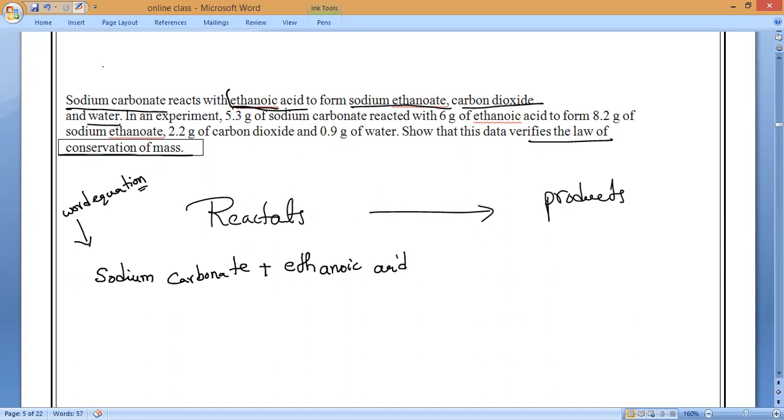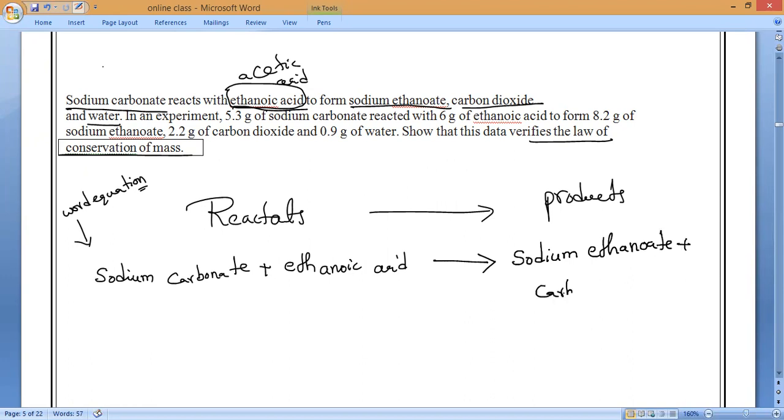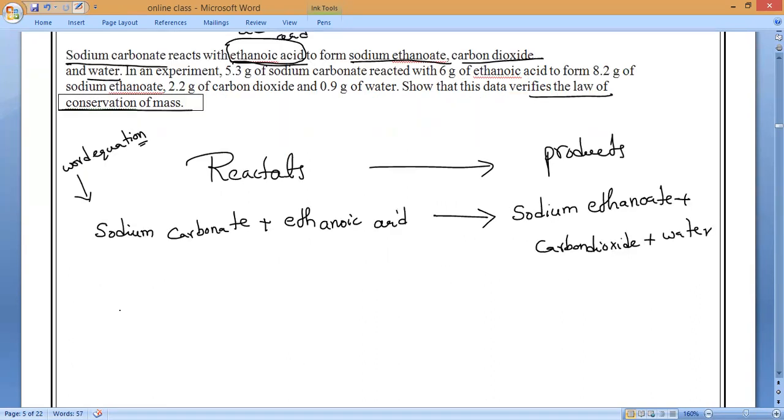Another name for ethanoic acid is acetic acid. Is it okay, everybody? Yes, sir. Acetic acid we use in our home also. Where? Vinegar. You might have noticed it in our kitchen. So what products are coming? Tell me, Hari. Sodium ethanoate plus carbon dioxide plus water. That is what is happening. So now write the equations neatly.